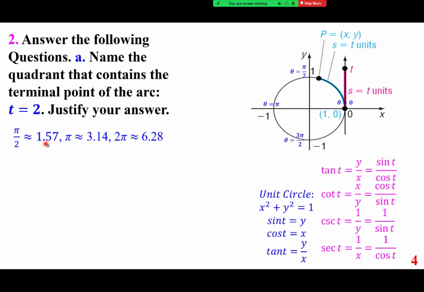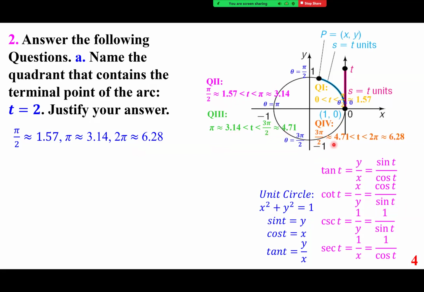Pi over 2 is about roughly 3.14 divided by 2 becomes 1.57. Pi is about 3.14 and 2 pi is about 6.28, just to give you an idea. So in the first quadrant, t is between 0 and pi over 2, roughly 1.57. In the second quadrant, t is between pi over 2 and pi, between 1.57 and 3.14. In quadrant 3, it's between pi, which is 3.14, and 3 pi over 2 is about 4.71. In quadrant 4 is between 3 pi over 2, which is 4.71, and 2 pi, which is 6.28.